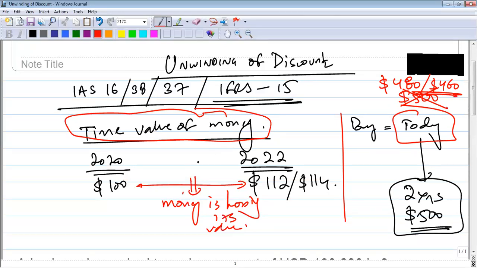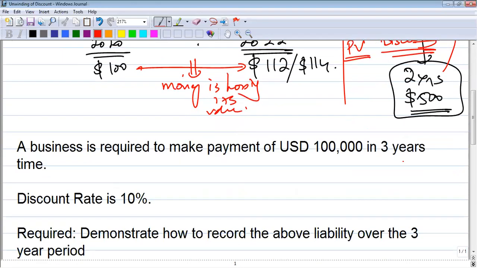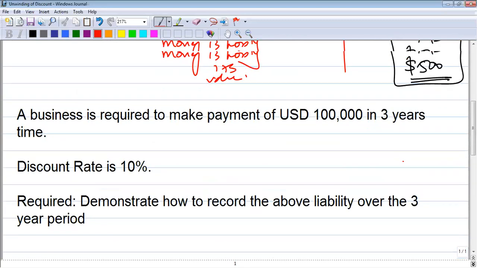So whenever we do incur such a liability, we don't recognize 500 as a liability today, although we have to pay 500. What we do is that we calculate the present value of this liability. The concept of calculating the present value is termed as the concept of discounting. So we recognize the liability at present value, that is, at the discounted value. Now, let's try to understand how exactly we deal with this discounting and the unwinding of discount.